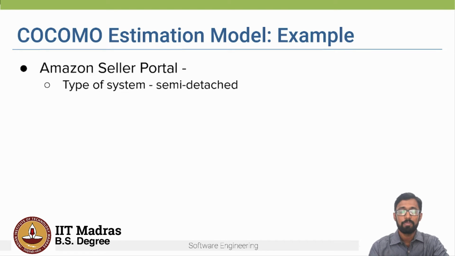Now let's take the example of the Amazon seller portal and try to come up with the initial estimated effort to build such a system. The first thing we need to identify is what type of system this Amazon seller portal is. According to me, this is not a straightforward software system. There are several modules which have to interface with the main Amazon system, with the banks for payment, etc. So I would maybe classify it as a semi-detached system. In some cases, it can also be an embedded system.